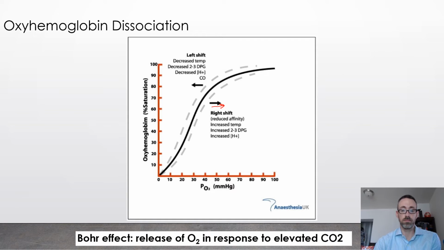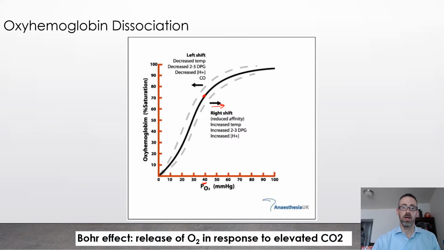shifts to the right, so that for any particular partial pressure, it has given up more oxygen. So for example, at 40 millimeters of mercury, partial pressure right about here, compared to say our normal, which is approximately there, instead of being 70 or 75%, it's dropped to about 60% or so. So it's given up more oxygen at the same partial pressure.